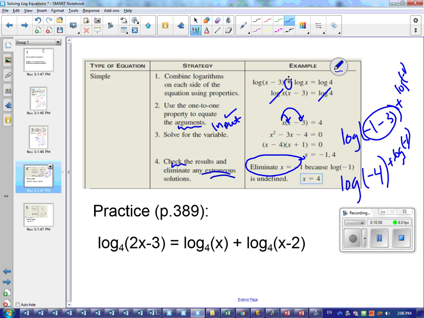We should check 4 as well. 4 minus 3 is 1, that's okay. And 4, you can take the log of any positive number, so that one will work. So the only solution is x equals 4.